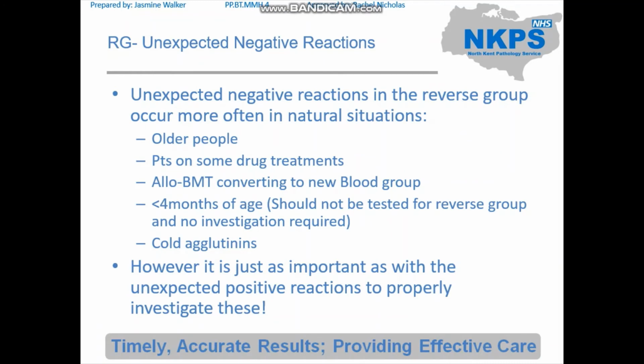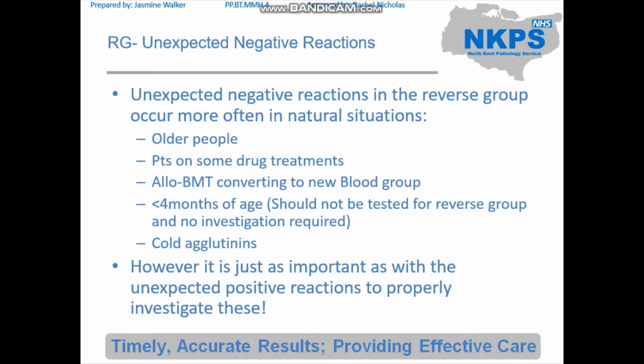Unexpected negative reactions. These tend to occur more often in naturally occurring situations. For example, patients that are older, patients on some drug treatments, patients less than 4 months of age. These shouldn't be tested for a reverse group anyway, but if they are, no investigation would be required if they were missing parts of it. Other causes include allo-BMT converting to a new blood group, or cold agglutinins.